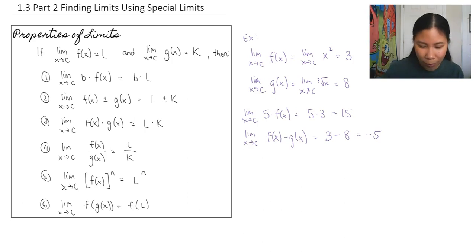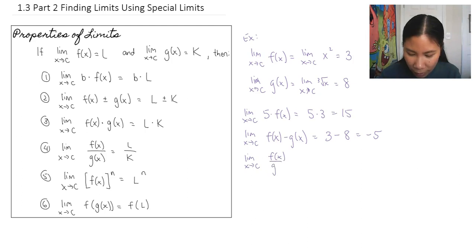So that's from the second property where we can add or subtract, and it works both ways. We can do this multiplying or dividing. Let's pick dividing. So if I divide the two functions together, then I can just divide their limits. 3/8 is a fraction that doesn't simplify anymore, so our answer is 3/8 for the limit.